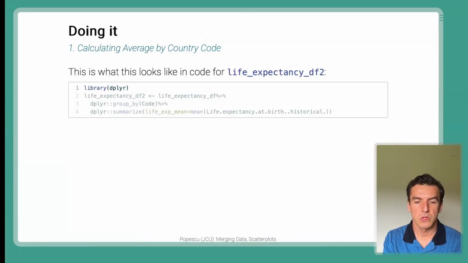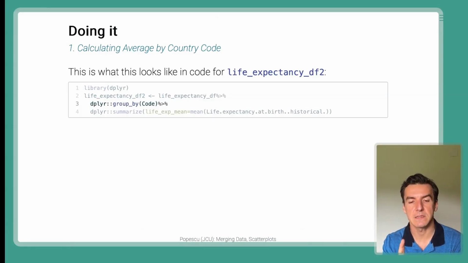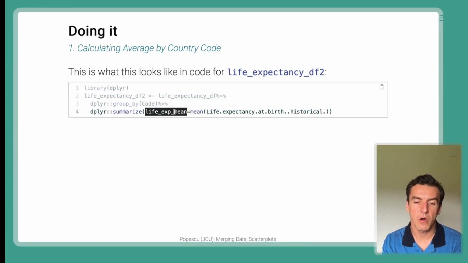Okay, so hopefully this is clear now. Let us now apply these two dplyr functions to our data set. So we have group by code. Remember, code is the variable that is a 3-letter code for every country. And then summarize. So notice how our new variable is called life_x_mean.